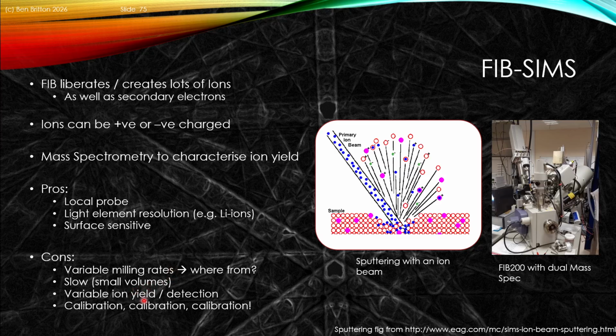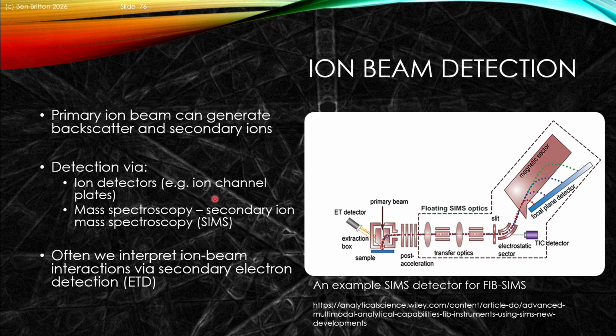And this will give you a variation in the ion yield and detection of different species, and that can be important in terms of trying to quantify this. So you spend a lot of time calibrating your system. That's why I say calibration is really important for you to have confidence if you're going to use FIB SIMS systems.